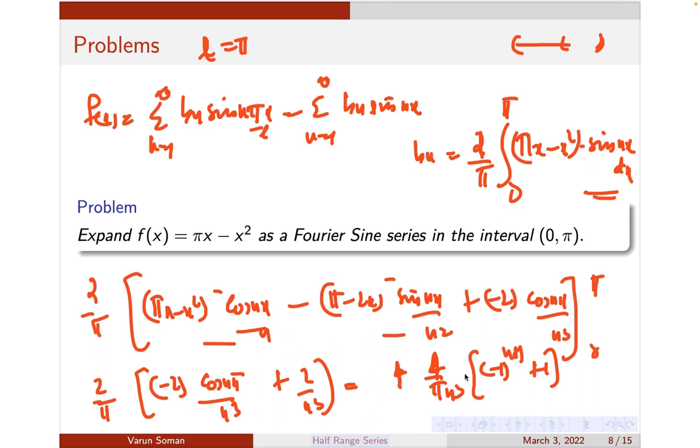So it is actually 4 by pi n cube into minus 1 raised to n plus 1, plus 1. So you can also simplify it if you want. You can give the condition in terms of odd or even, but it is not necessary, that's it. So your expansion will simply become sigma bn sine n pi x by L. So just substitute the values, that is your Fourier sine series.